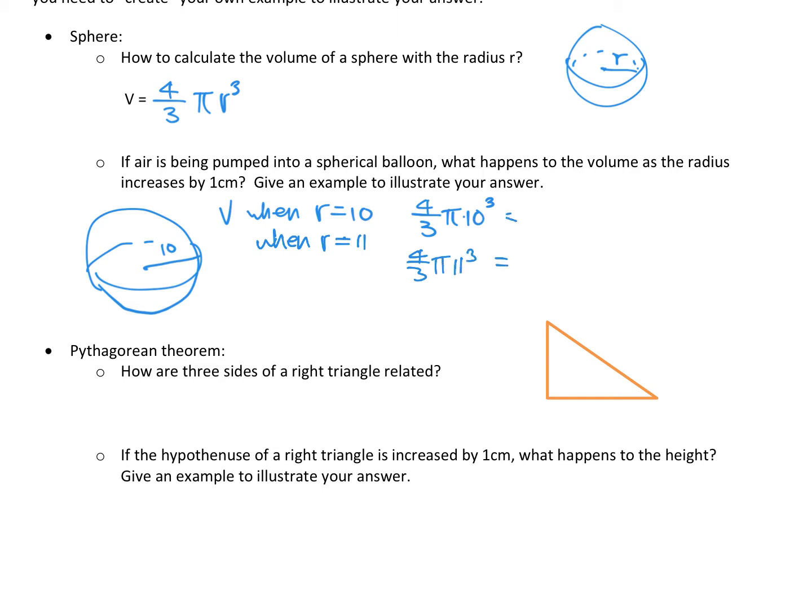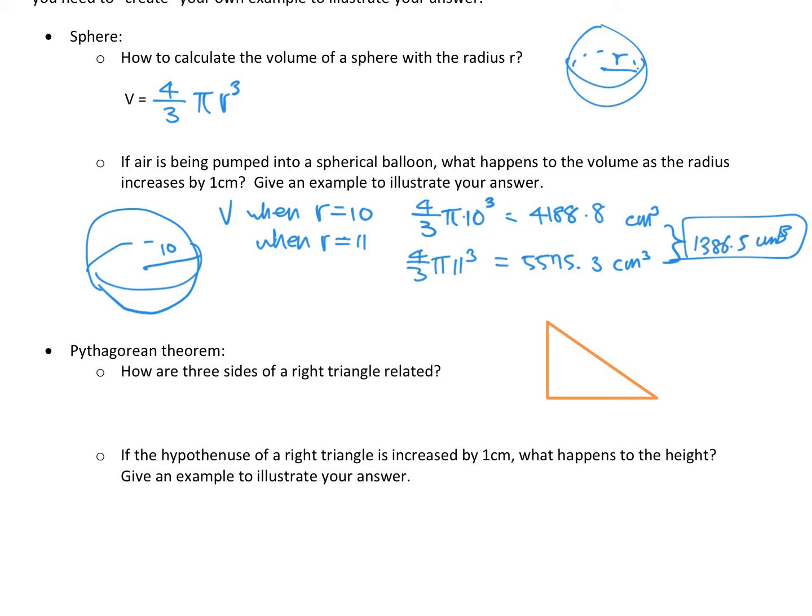If we calculate it out, just put it in the calculator: 4188.8 cubic centimeters. The other one, when the radius is 11, 5575.3 cubic centimeters. So the difference is 1386.5 cubic centimeters. So what that means is, if the radius is increased by 1 from 10 to 11, the volume is increased by 1386, right?